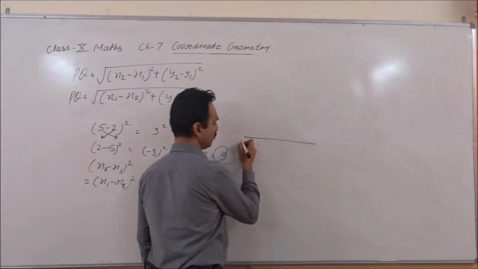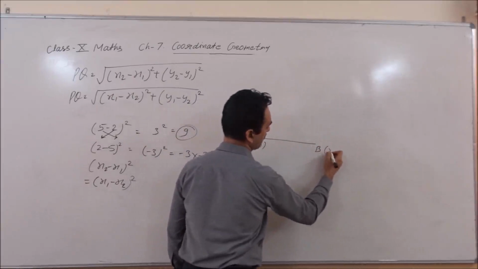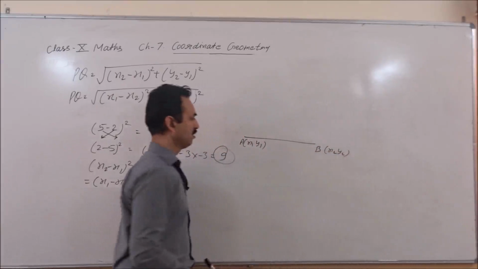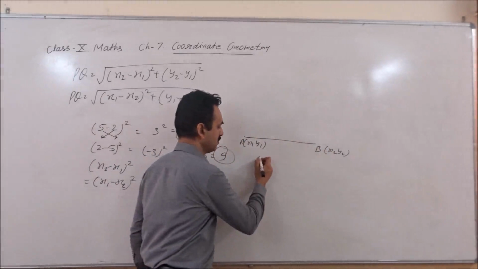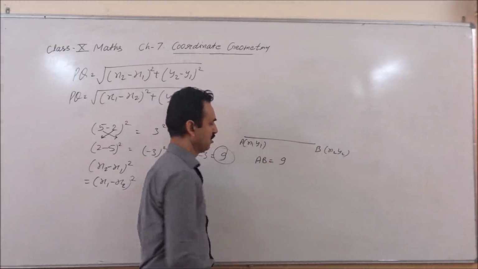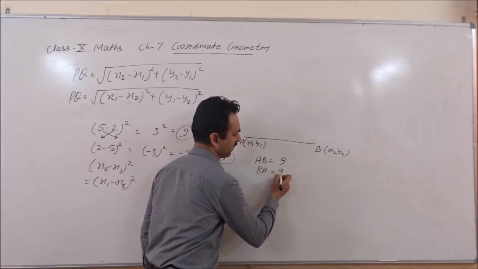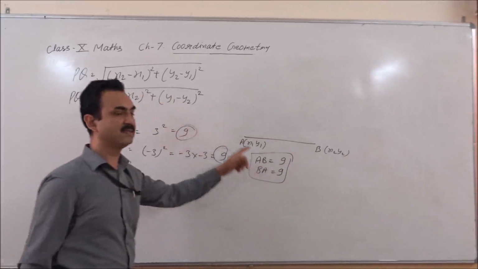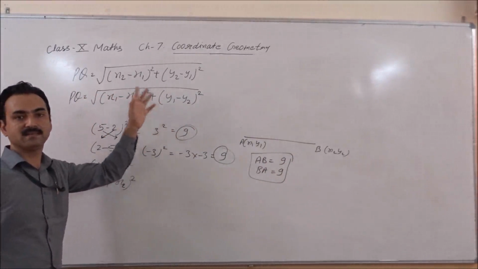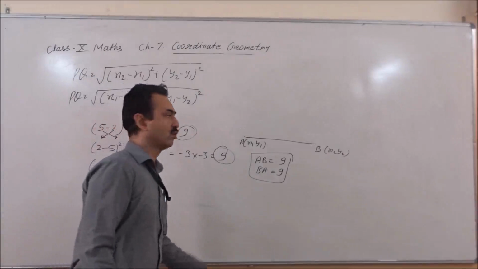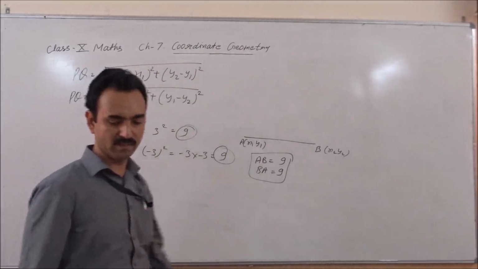I want to explain here in the diagram: x1 y1, this is x2 y2. Suppose you are seeing this distance like AB. Suppose AB you got 9. If I find BA, I think it is also 9. So because of that calculation reason, you can write this formula in another form, in this method.